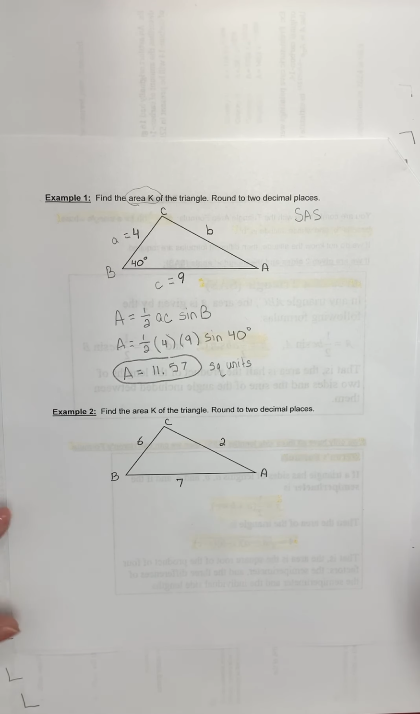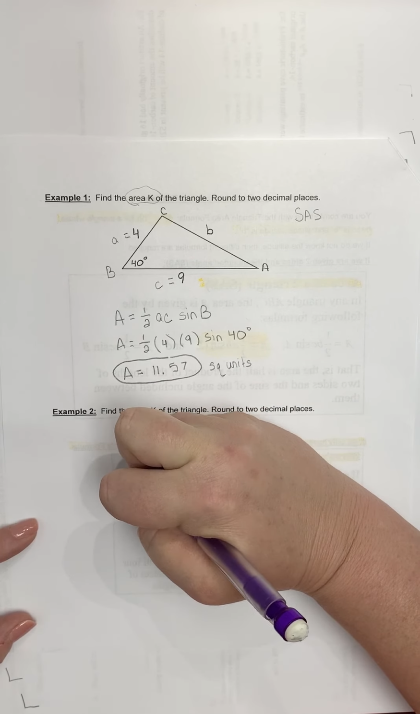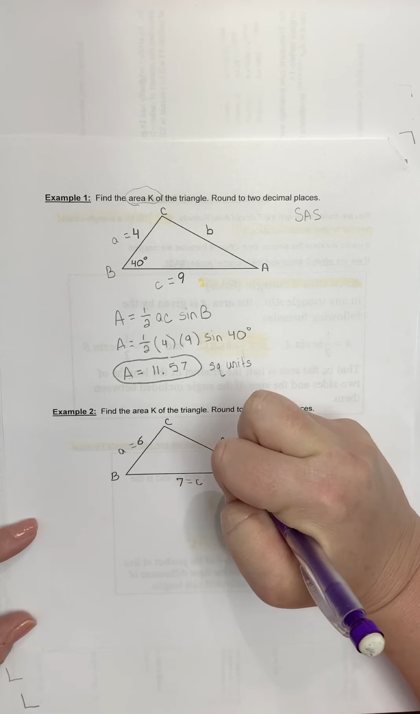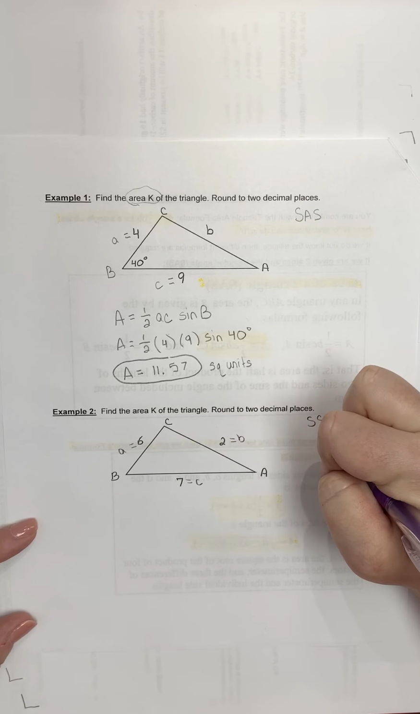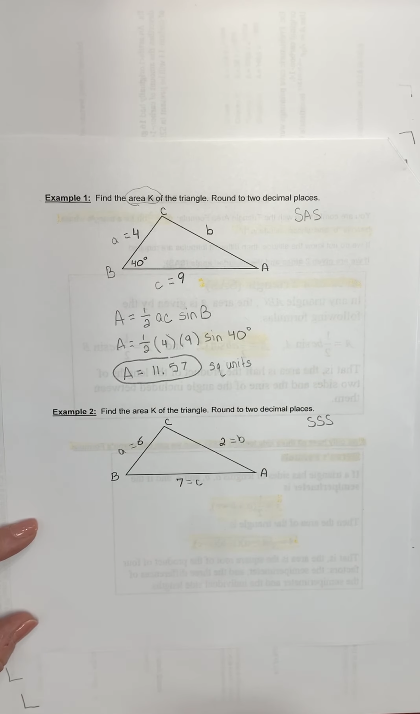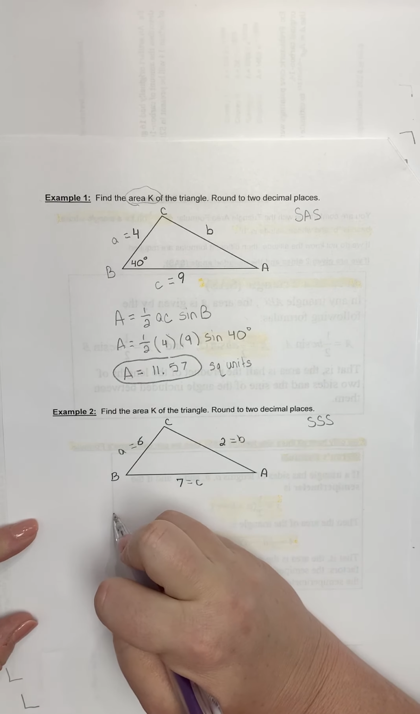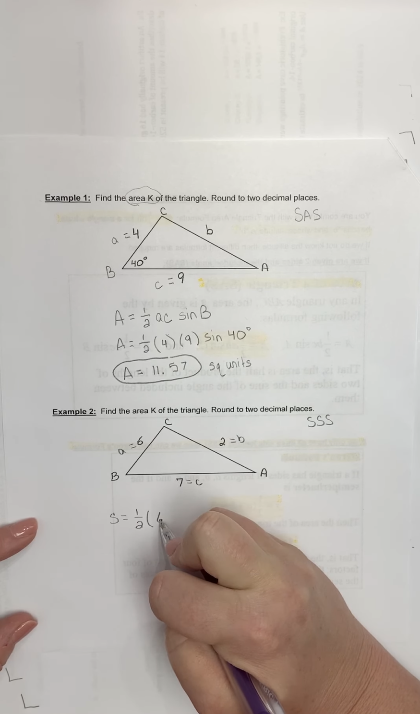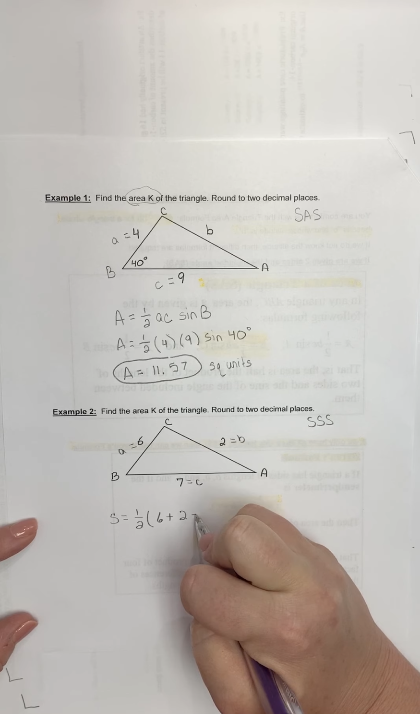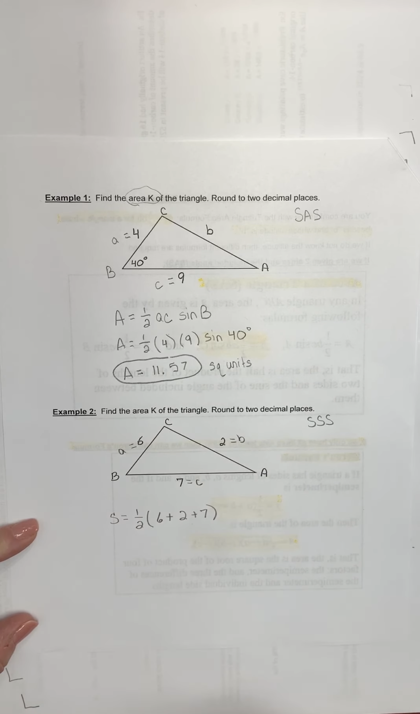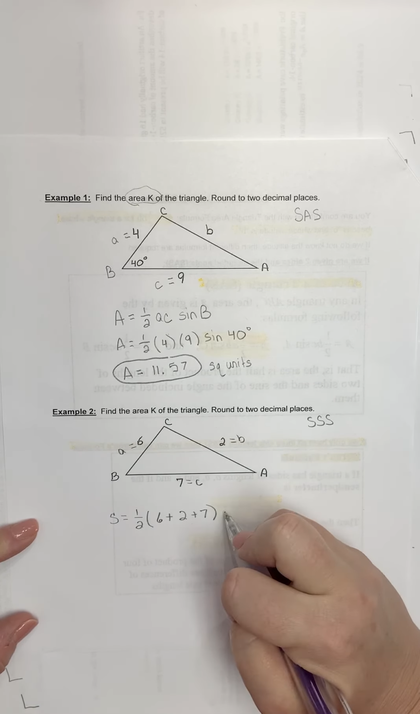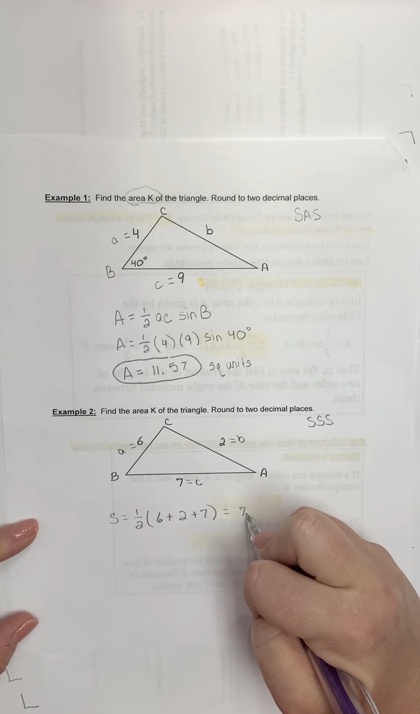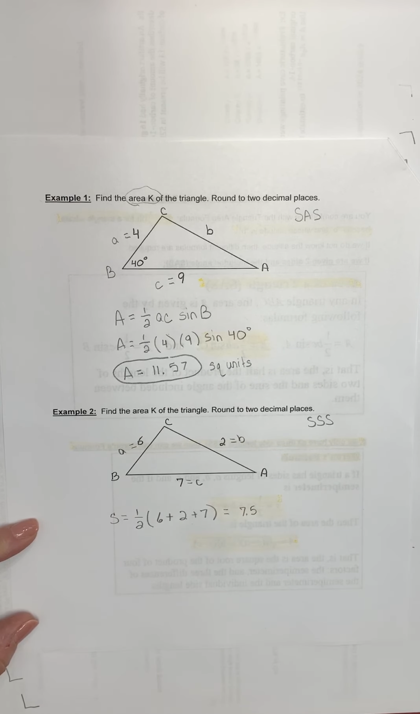Okay, our next example, we don't have any angles, but if we fill in the sides, we have a side, side, side situation. That's Heron's formula. So first thing we're going to need to do is find the semi-perimeter. So we're going to have 1/2 times the sum of all these sides. So 6 plus 2 plus 7, multiply by 1/2, we get a nice 7.5.